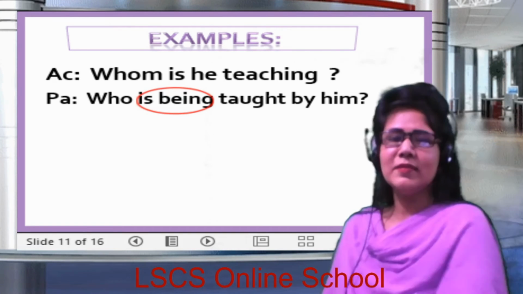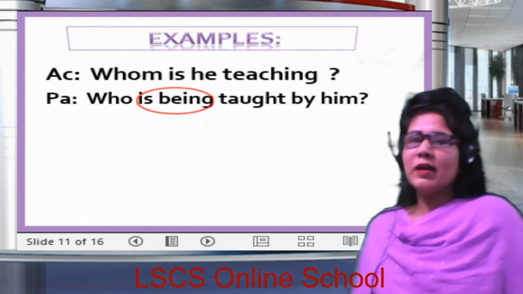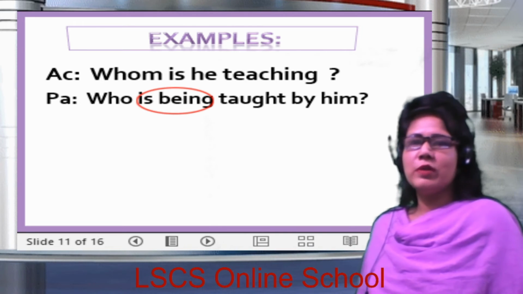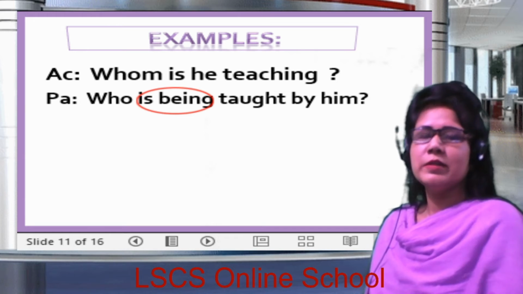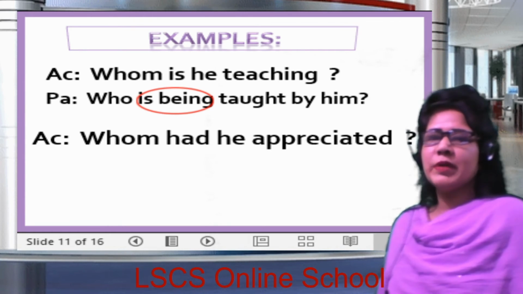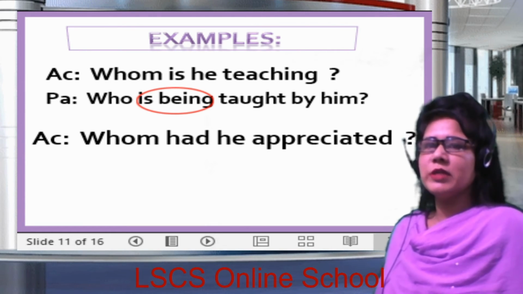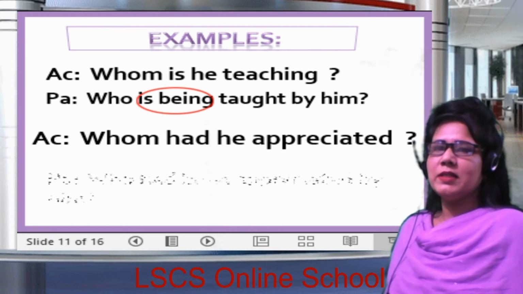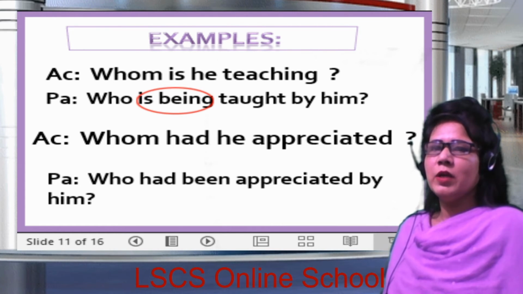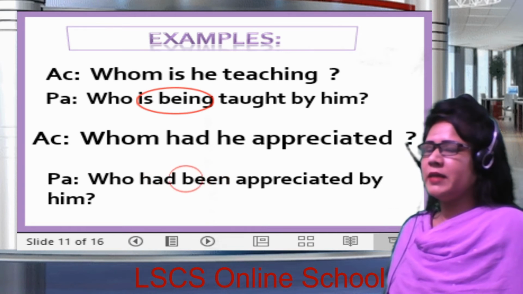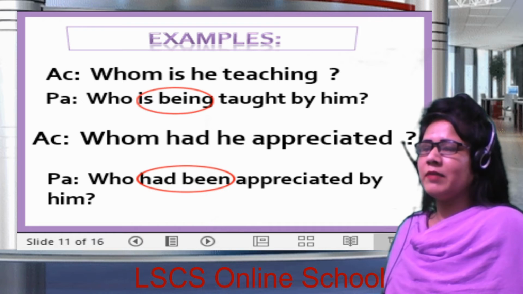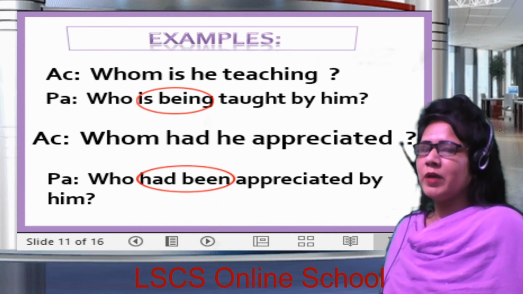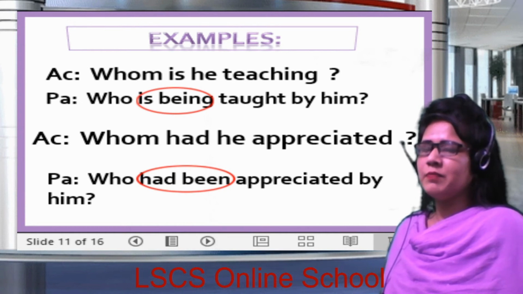Okay dear students, we will get another example here. Just follow, dear learners. আমরা আরেকটা example এখানে পাচ্ছি. Whom দ্বারা যুক্ত সেন্টেন্সকে আমরা কিভাবে active থেকে passive করব, dear students? Whom had he appreciated? So আমি passive করব এইভাবে: who had been appreciated by him? শেষে একটা question mark ইউজ করেছি. Dear, see carefully. I hope you all have understood, dear learners, how can we change from active to passive from interrogative sentence.